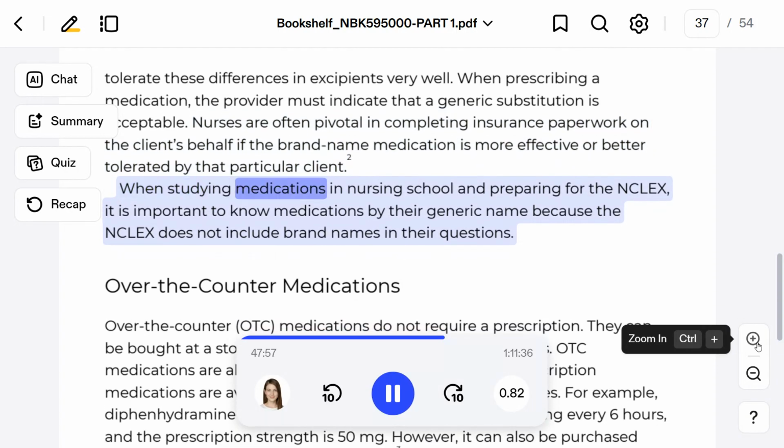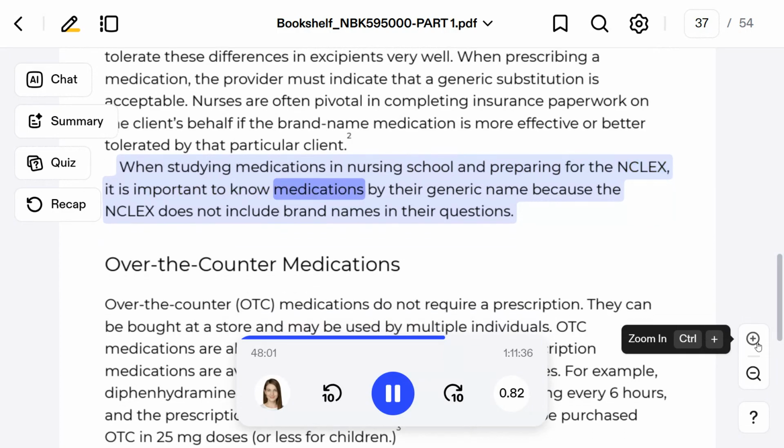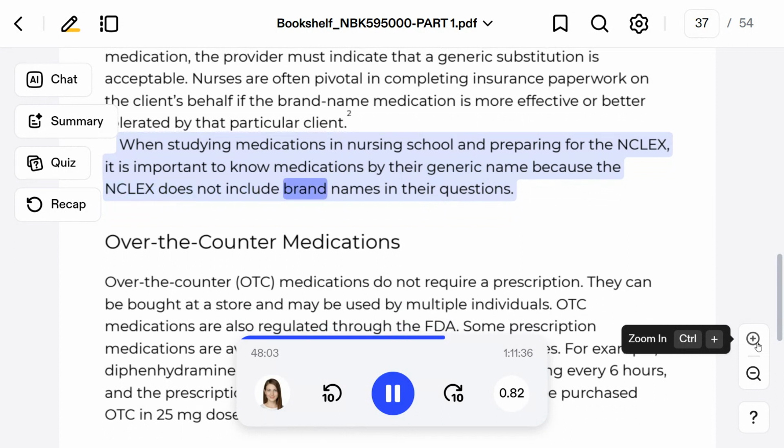When studying medications in nursing school and preparing for the NCLEX, it is important to know medications by their generic name, because the NCLEX does not include brand names in their questions.